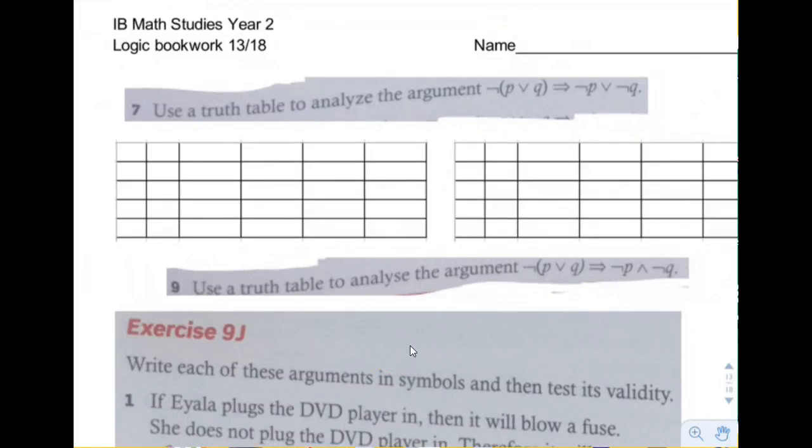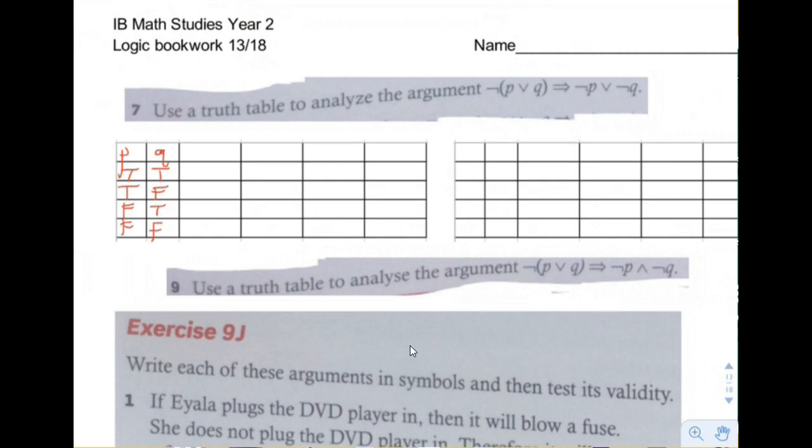Page 13 of Logic. Number 7. Use the truth table to analyze this argument. So the inputs are P and Q, and we're going to put 2 trues and then 2 falses for P, and then we're going to alternate true-false for Q. That's every single combination possible.